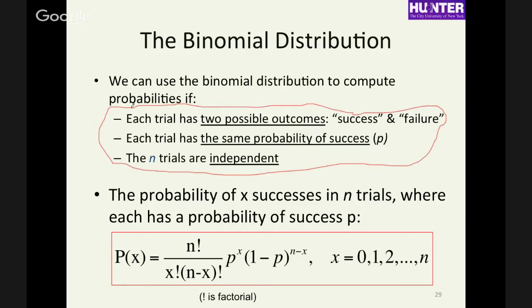A success won't always mean something good happening. It just means that that is what our probability is of. We might use a success to mean having cancer or something like that. It doesn't mean that it's a good thing. It just means that that is the outcome which we are describing the probability of. So two possible outcomes. Second one, that each trial has the same probability of success.